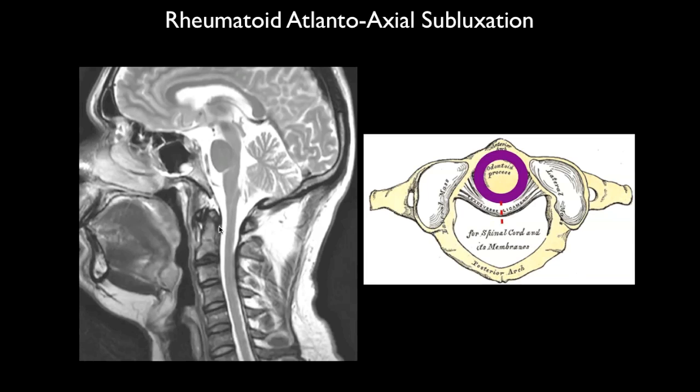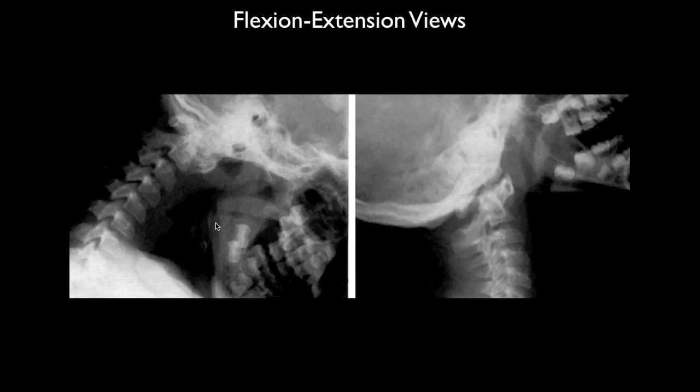You can imagine if you have a whole bunch of rheumatoid muck in here that you're going to get some neurological symptoms as well. So something to look out for in people with severe rheumatoid disease.